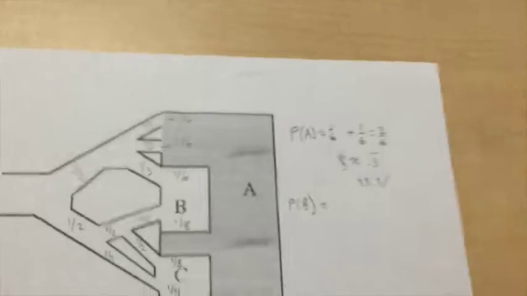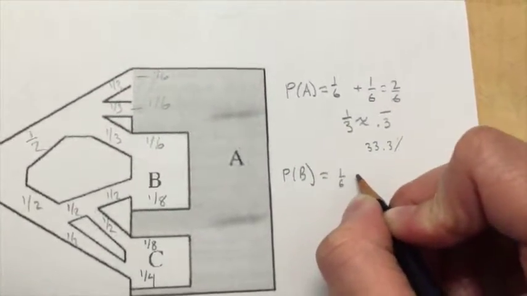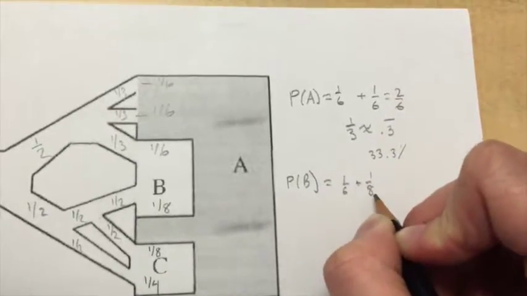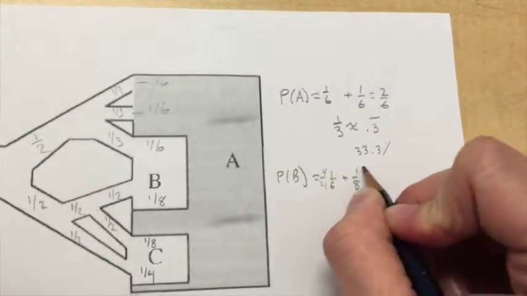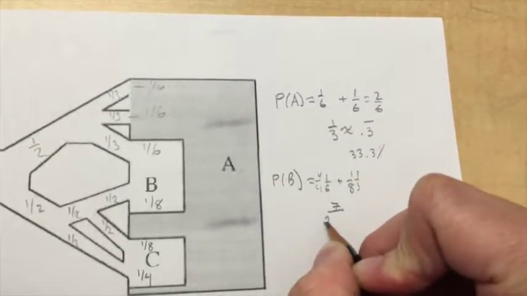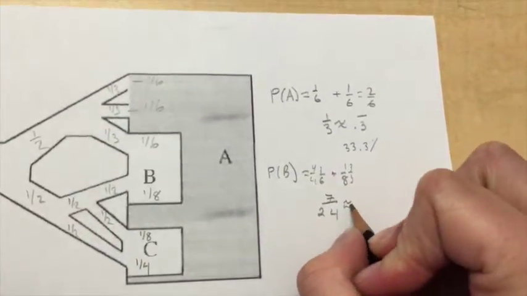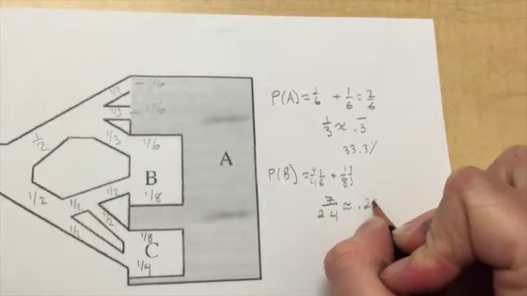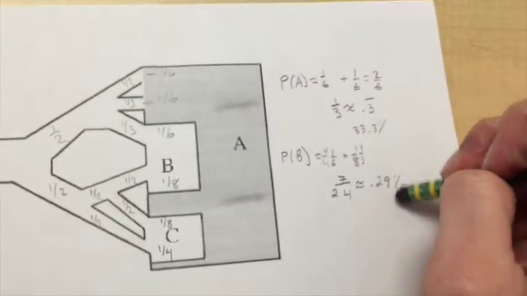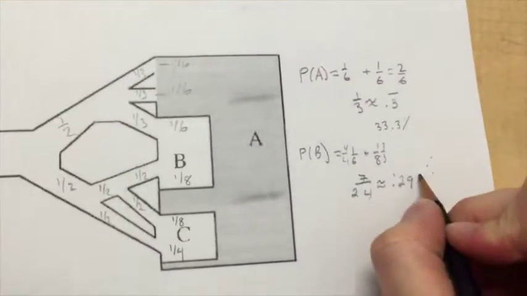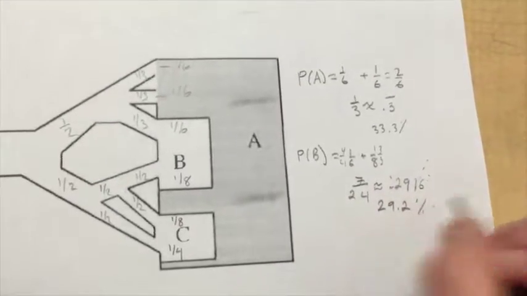Probability for if the cheese is in the B room. This will be a 1 in 6 plus a 1 in 8. Not the same denominator. Common denominator is 24. So 4 and 4, 3 and 3. So this will be 7 over 24. Again, in your calculator, 7 over 24 is about 0.2916, right? So that means it's about 29.2%.